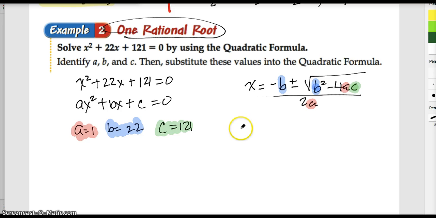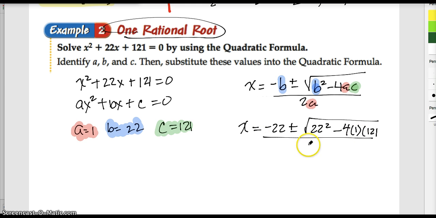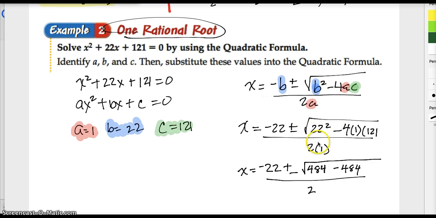So we're color-coded and ready to go. X is equal to the opposite of B, which is negative 22, plus or minus the square root of 22 squared. I don't know that offhand, so I need to work that one out. Times 4 times A, which is 1, times C, which is 121. All of that over 2 times 1, which is A. So then I found out that 22 squared is 484, and 4 times 1 times 121 is 484.